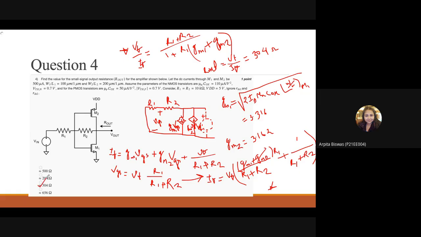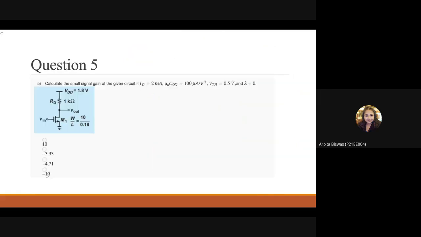Okay. So I'm moving towards the next question, question number 5. Calculate the small signal gain of the given circuit, if ID equals 2 milliamps, mu n COX is 100 and VTH is 0.5 at lambda equal to 0. So please try to solve it. Ma'am, is the option C only? Yes, option C is the right option.